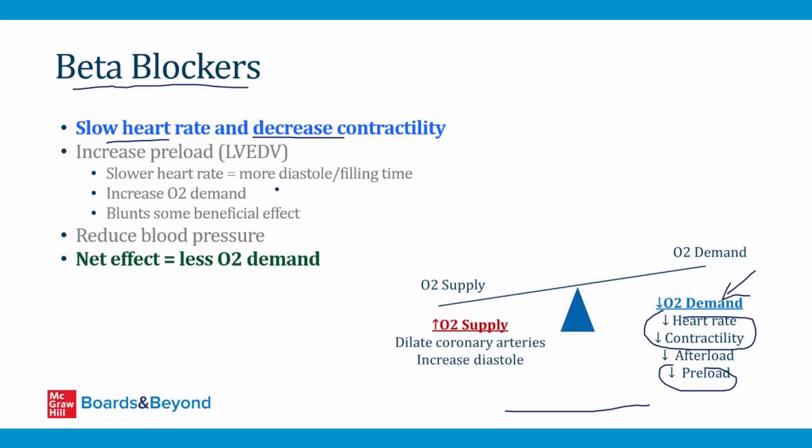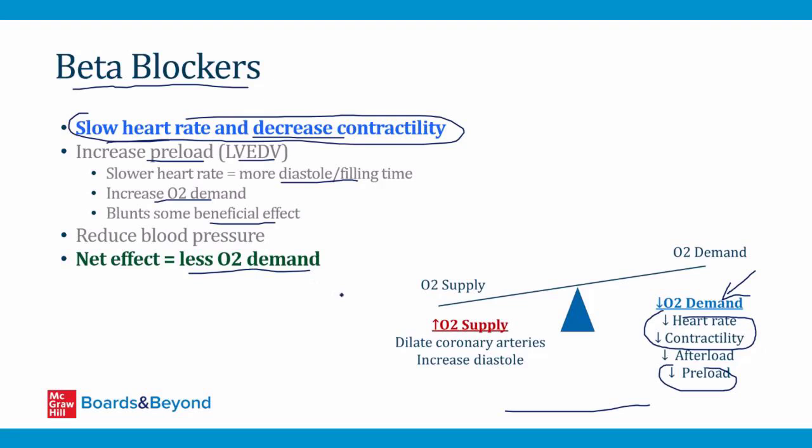Now, when you slow the heart rate, there's more time for diastole and more filling time for the left ventricle. This will slightly raise the preload, the left ventricular end diastolic volume. And that's bad in terms of stable angina. That will increase the oxygen demand. This blunts some of the beneficial effects of beta blockers. Nevertheless, overall, the effects on slowing heart rate and decreased contractility lead to less oxygen demand, and that's why beta blockers work, even though they have this effect.